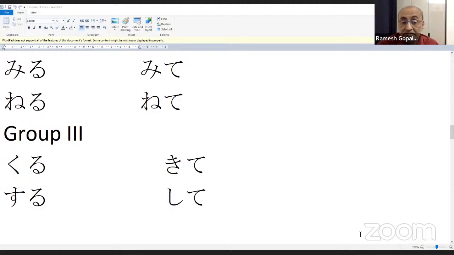And for kuru and suru, these are the third group verbs. These are the given forms. You can't do anything about it. You'll have to remember. So kuru kite, suru shite. These are the conjugated forms. Kuru kite, suru shite.